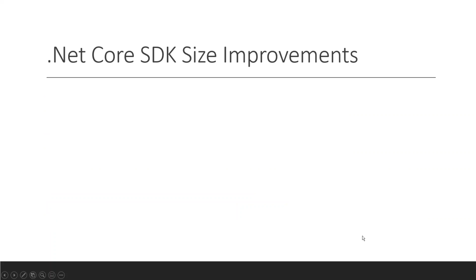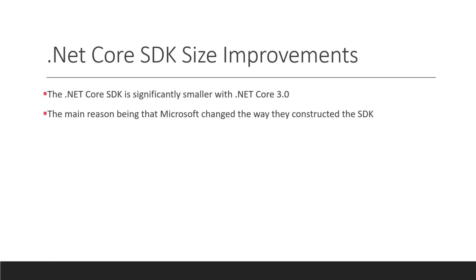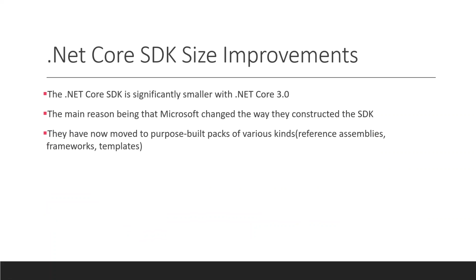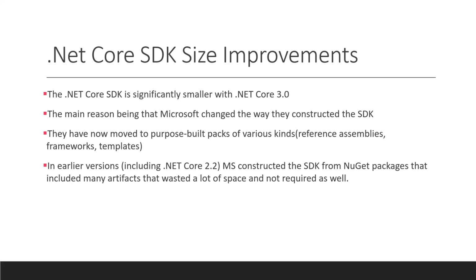So what are the main features? In this Preview 7 of .NET Core 3, they had SDK size improvements. The .NET Core SDK is significantly smaller with .NET Core 3.0. The main reason is that Microsoft changed the way they constructed the SDK. They have now moved to purpose-built packs of various kinds: reference assemblies, frameworks, templates. In earlier versions, including .NET Core 2.2, Microsoft constructed the SDK from NuGet packages that included many artifacts that wasted a lot of space and were not required as well.